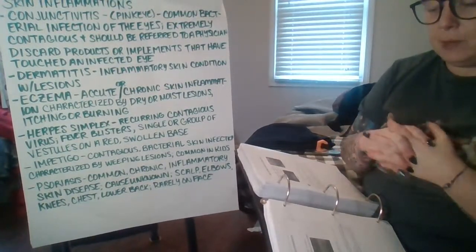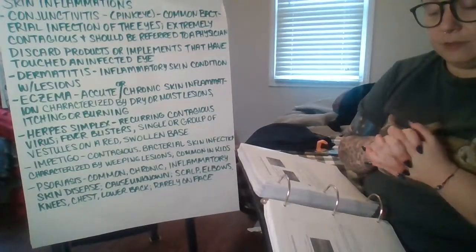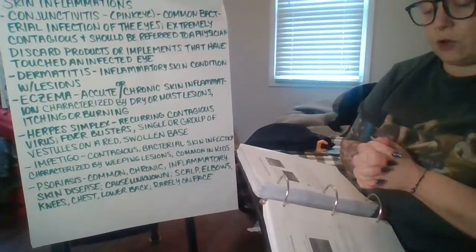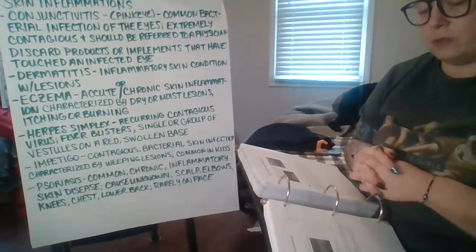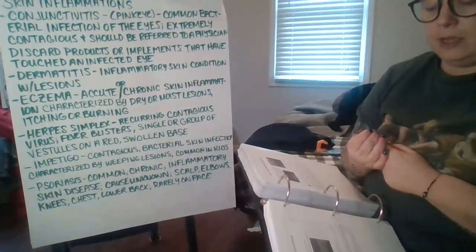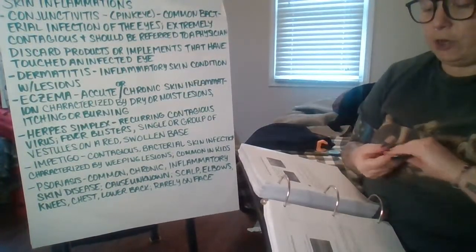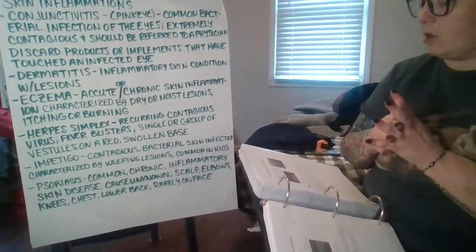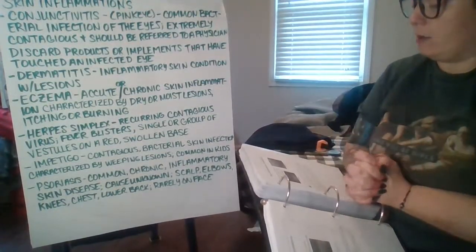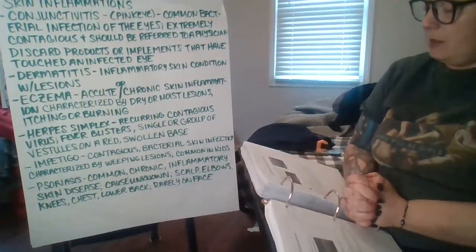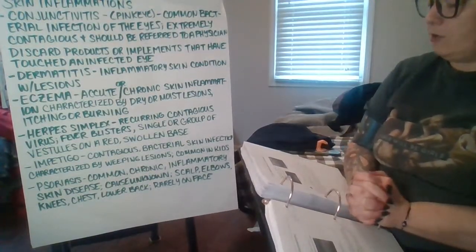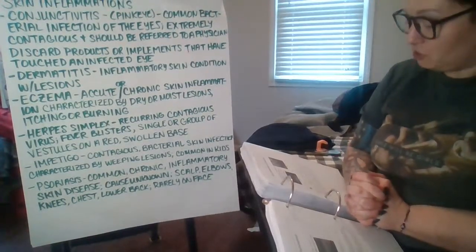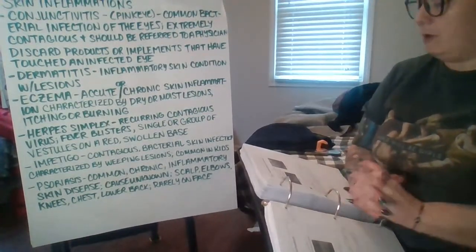Dermatitis is an inflammatory skin condition with lesions. Eczema is a skin inflammation of acute or chronic nature, presenting many forms of dry or moist lesions. It's also accompanied by itching or burning. Herpes simplex is a recurring contagious virus infection commonly called fever blisters, characterized by an eruption of a single vesicle or group of vesicles on a red or swollen base.